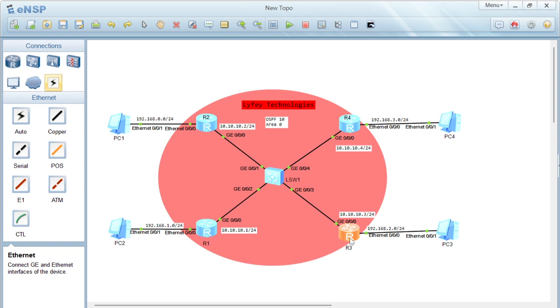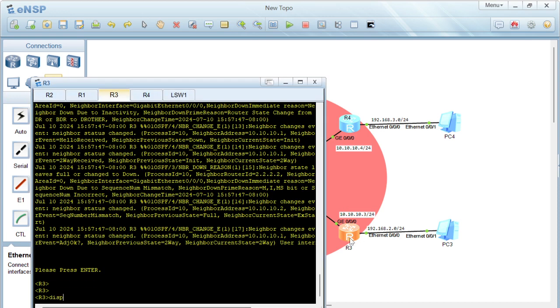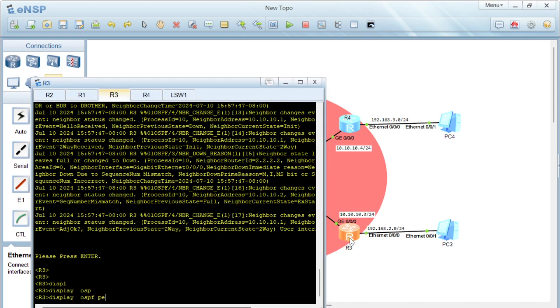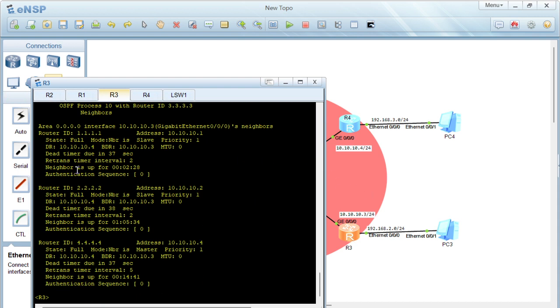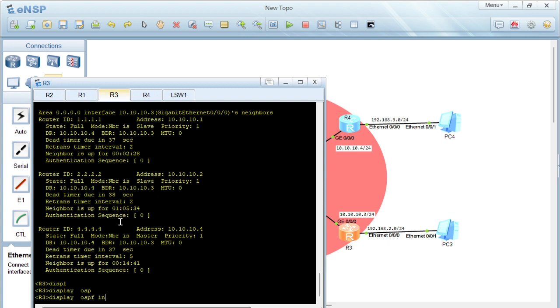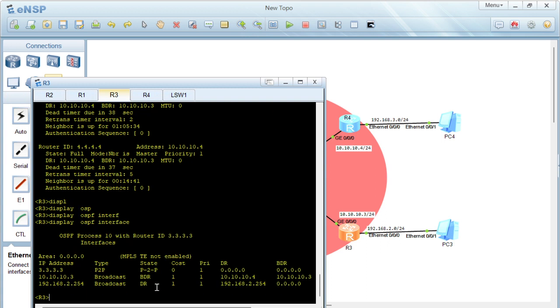So on R3, we can also verify with display ospf peer. On R3, we also have 3 peerings. You can see this one, it's R3, remember it's the BDR. So you have the DR, the state is full, the state is full, the state is full. If we display ospf interface, we have the DR, we have the BDR.